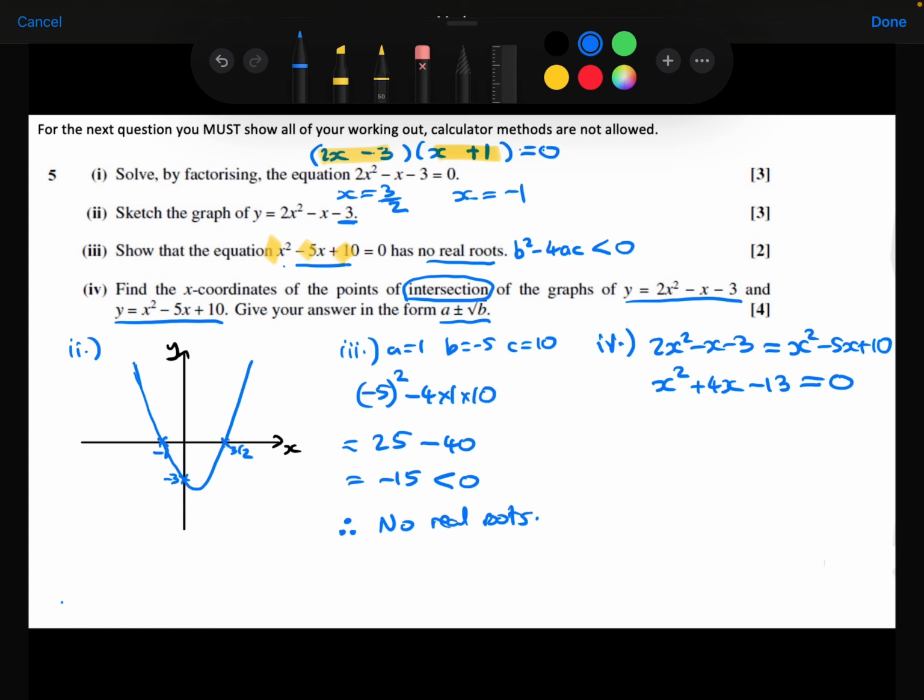Okay, I need to solve this equation. It's not going to factorise, and I'm not allowed to use calculator methods. So instead, I'm going to complete the square. So we're going to half the 4. We're going to take away 2 squared, which is 4. And then don't forget the minus 13. We're going to simplify.